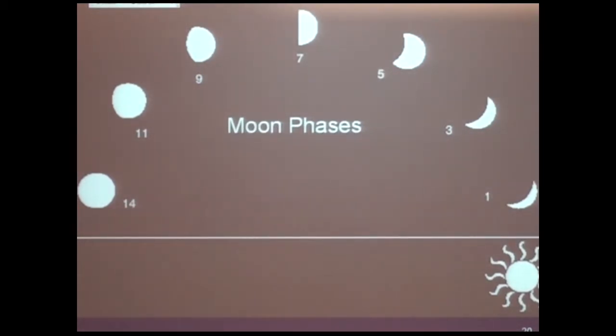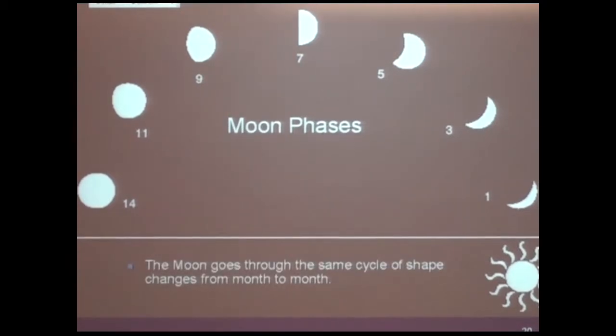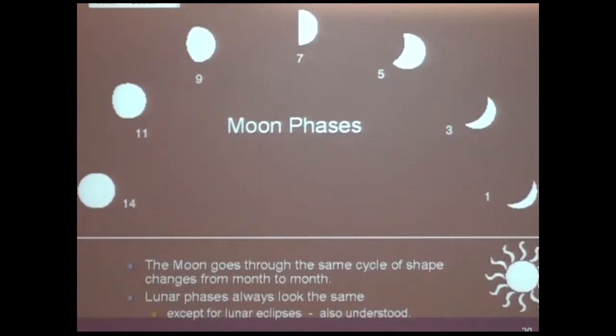Okay? So as a heavenly body, it has an unchanging cycle of shapes that it goes through. Again, except for lunar eclipses, which are also understood because the Earth gets in the way between the sun and the moon.